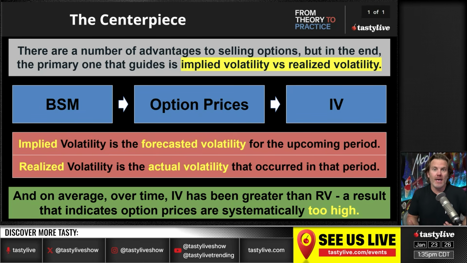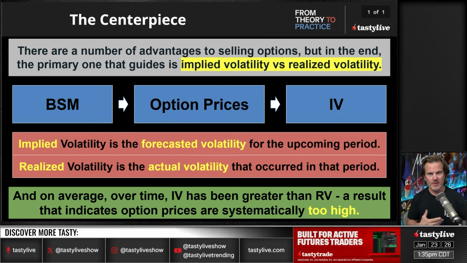And so if I'm going into a trade or a potential decision, should I buy the option? Should I sell the option? It's like, well, if I buy the option, I'm going to be overpaying a little bit. If I sell the option, then I'm going to be overcompensated a little bit. And so we like to take advantage of that relationship on average over time.